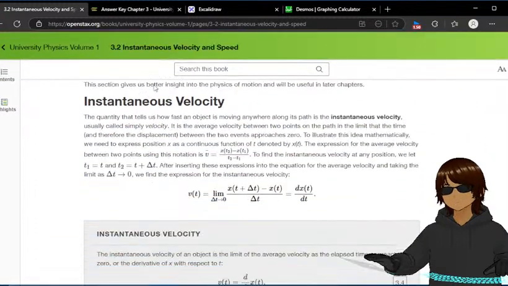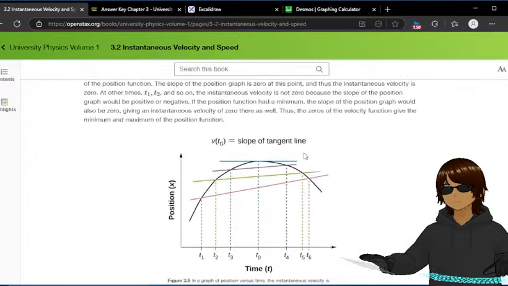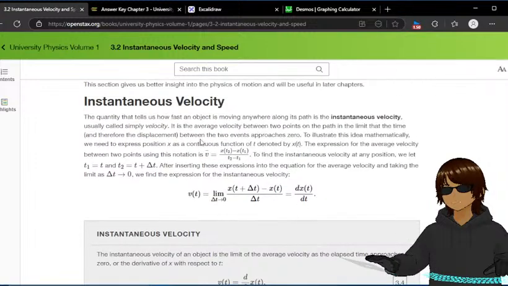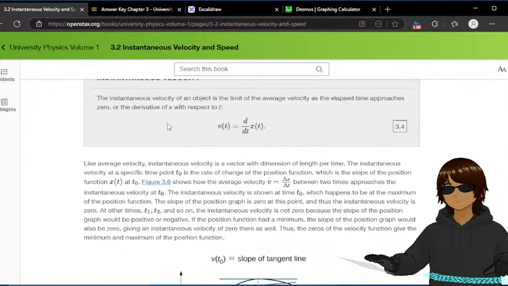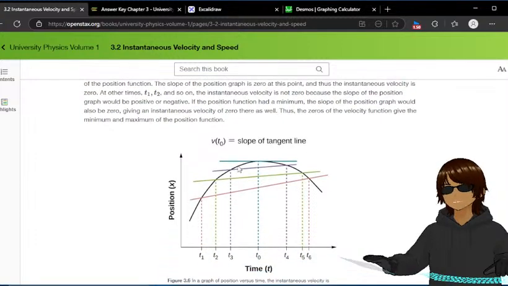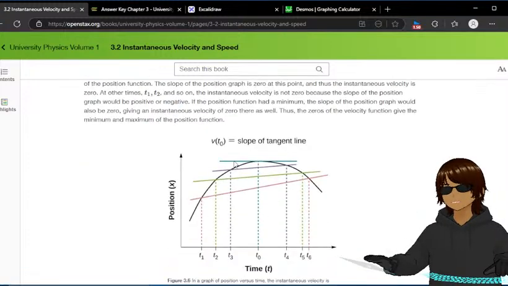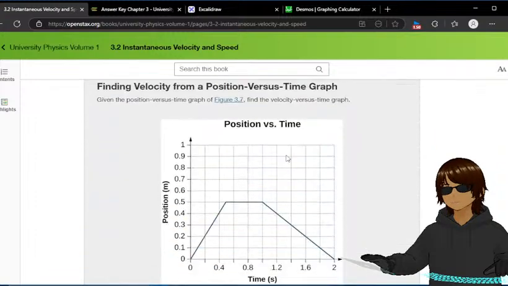Instantaneous velocity and speed. So the instantaneous velocity is the derivative of the position with respect to time. I've already studied calculus, so I'm gonna rush through this. The derivative gives the slope of the tangent, so the instantaneous change in x divided by the instantaneous change in t. This would give the tangent line. Given the position versus time graph of 3.7, find the velocity versus time graph.